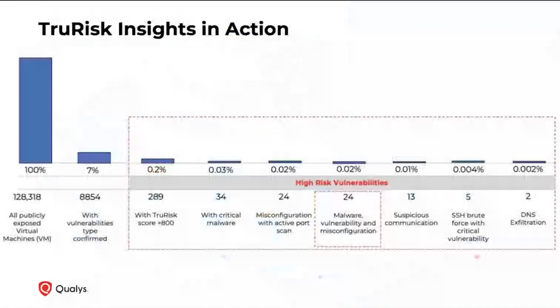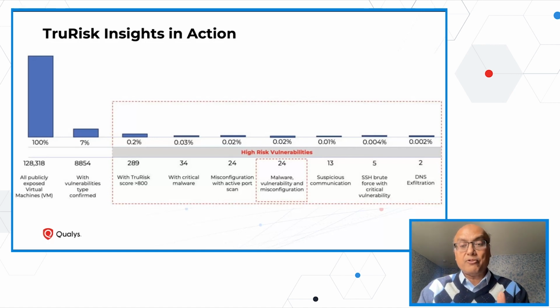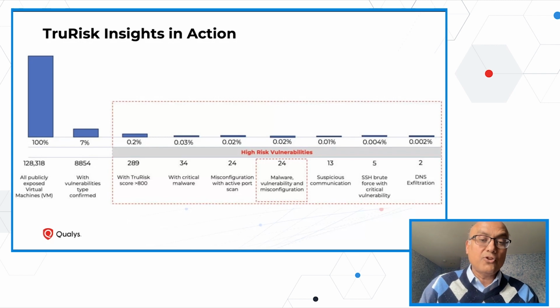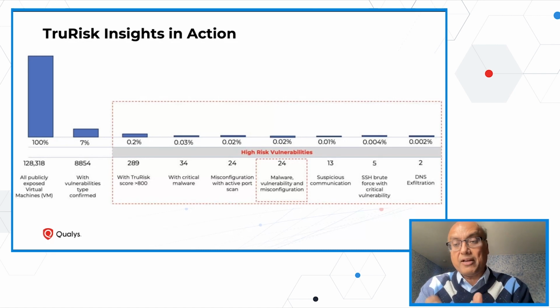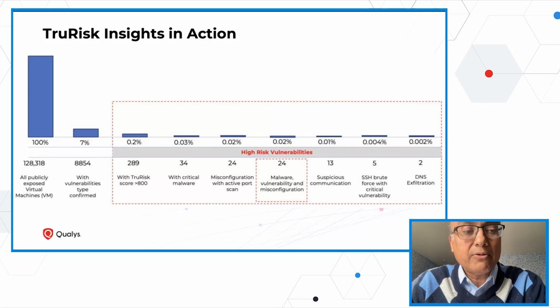So if you look at TrueRisk in action, you might start with a very large number of vulnerabilities that are exposed to the internet. But as you take more and more context into consideration, the ones that matter most emerge. By the time, for example, you're at the right here where you have DNS exfiltration, there are only two assets. So if you look at the filtering effect, as you add more and more contributing factors, you end up getting only two out of 128,318 that have exposed vulnerabilities, but two that need to be looked at immediately.